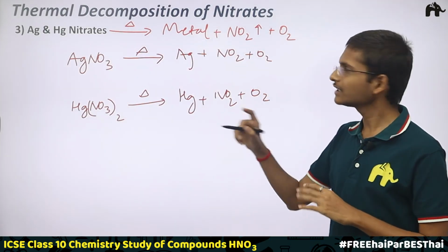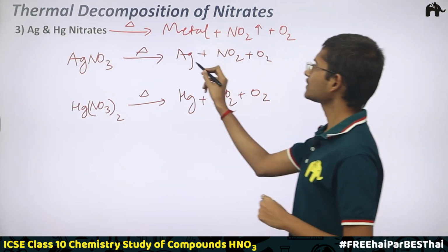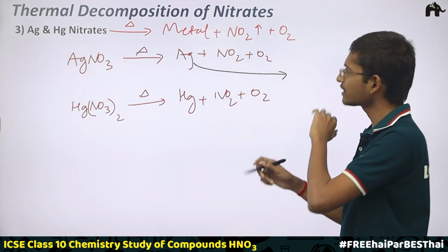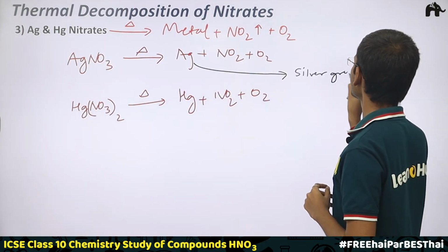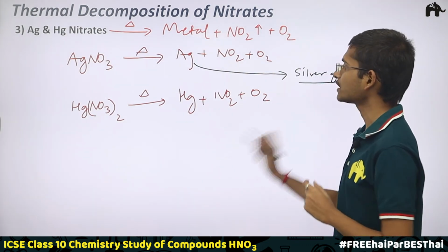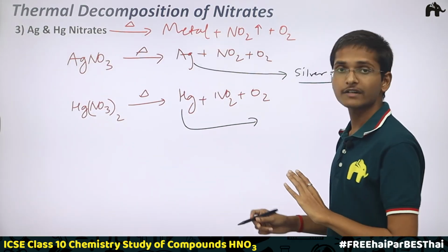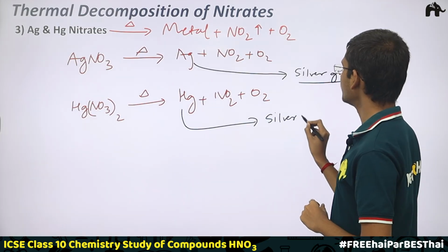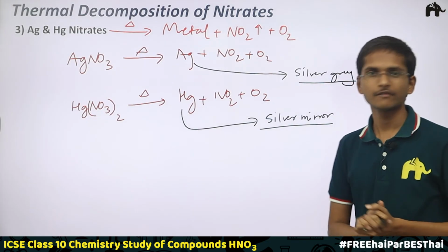But along with it, for silver, you would observe, when the decomposition of silver nitrate is taking place, that a silver gray substance is getting formed, which is actually silver. And when the decomposition of mercury nitrate is taking place, you would observe a silver mirror substance. Very interesting.